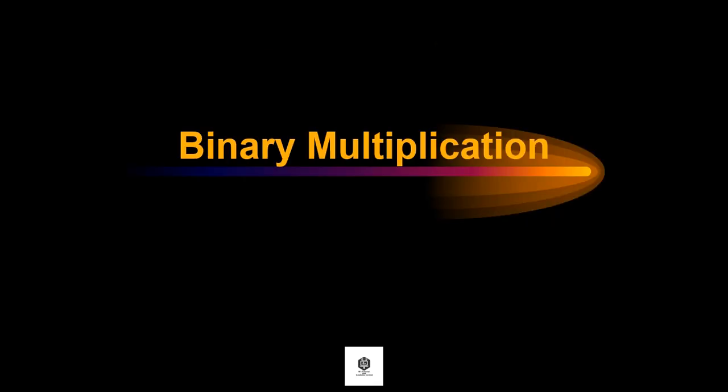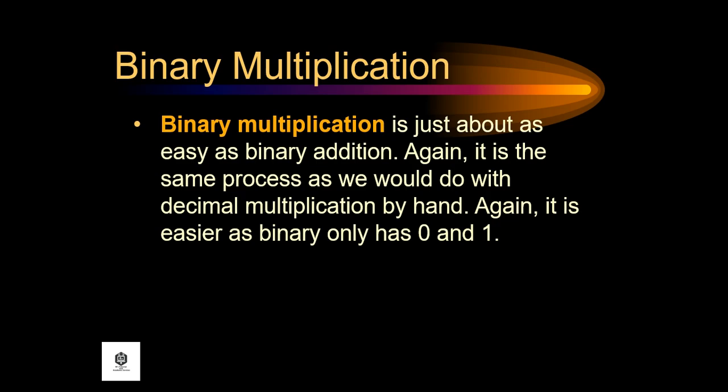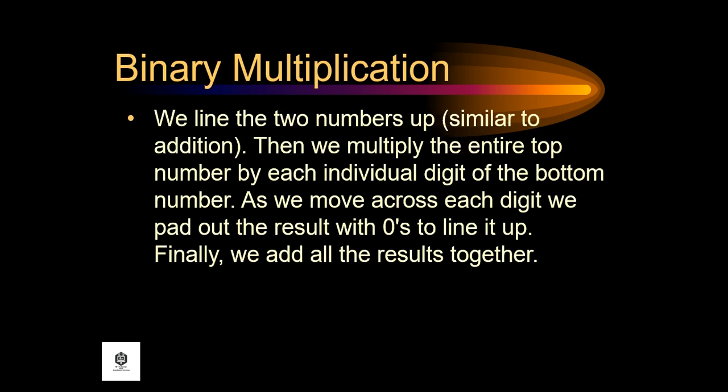Let's talk about binary multiplication. Binary multiplication is just about as easy as binary addition. Again, it is the same process as you would do with decimal multiplication by hand, and it is easier as binary only has 0 and 1. We line the two numbers up, similar to addition. Then we multiply the entire top number by each individual digit of the bottom number. As we move across each digit, we pad out the result with zeros to line it up. Finally, we add all the results together.